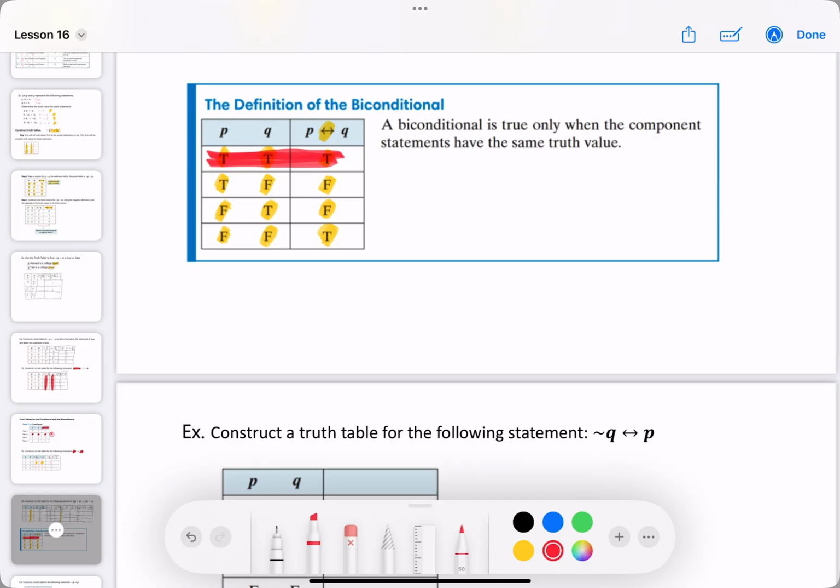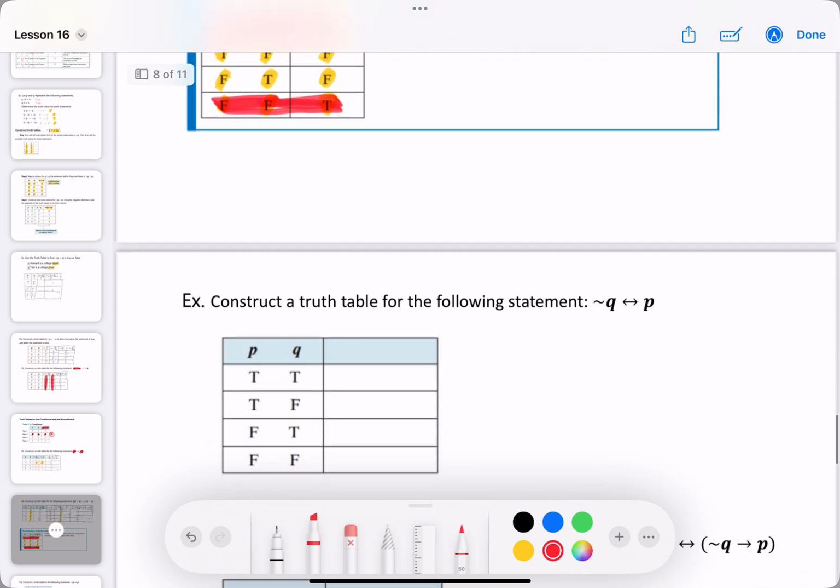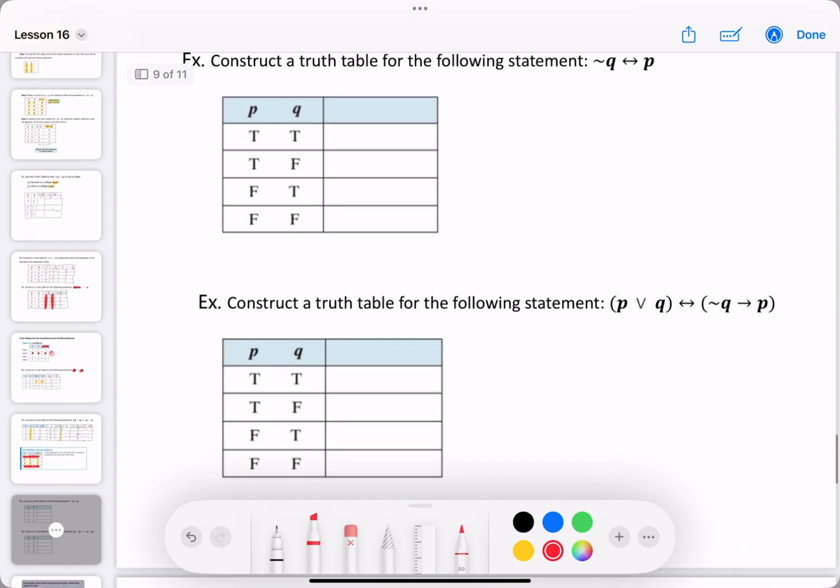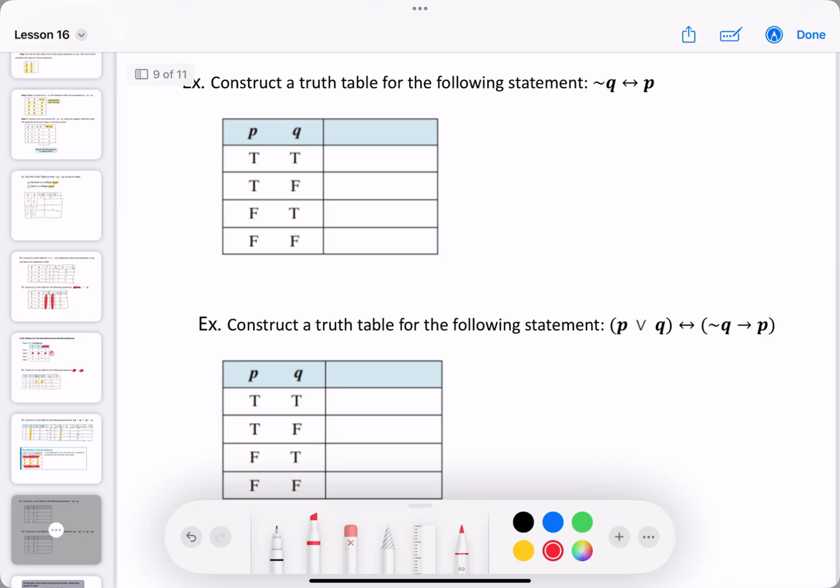So true, true, true. False, false, true. Okay, be very careful. And the rest of the statements, we're having all false. Okay, let's see the next example.